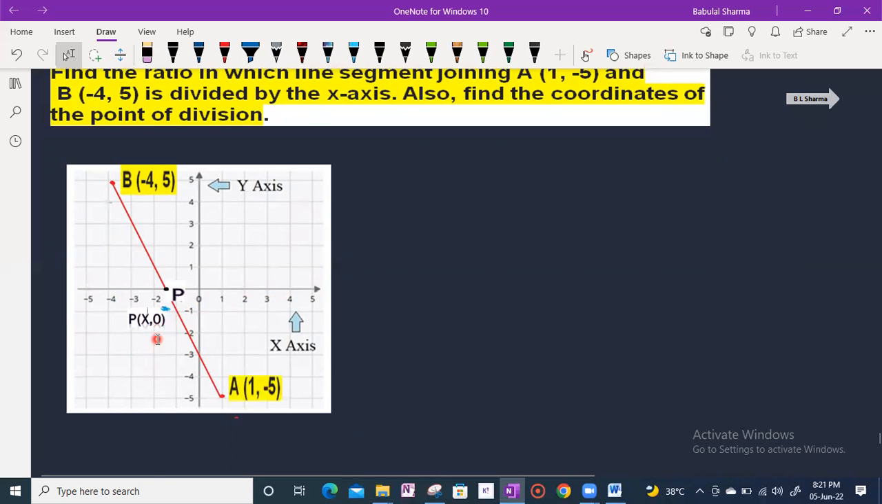The x coordinate can be any real number, so we have taken x coordinate, that is x, and y coordinate is 0. And now we have to find out in which ratio. हमें ये पता करना है कि ये पॉइंट P जो x एक्सिस पे लाई करता है, इस AB लाइन सेगमेंट को किस रेशियो में डिवाइड करेगा. मींस वी हैव टू फाइंड आउट AP is to PB.